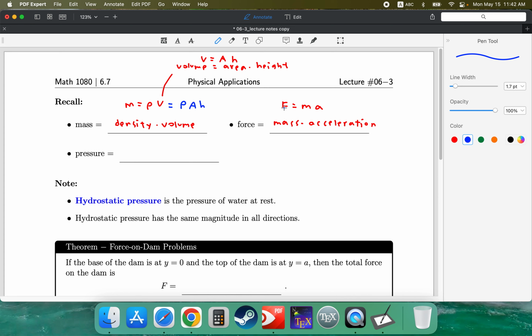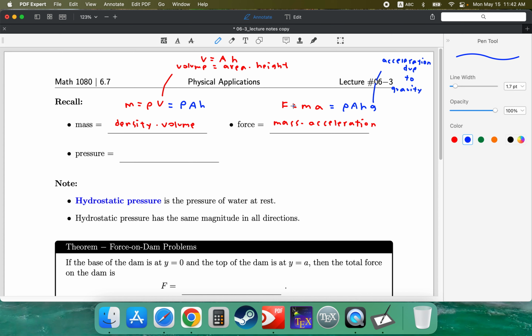And since force is mass times acceleration, and the mass is rho AH, I can rewrite my force as rho AH, which is your mass, times the acceleration. And in this particular example, we want to use g, the acceleration due to gravity. So rho AH times g. So this is the acceleration due to gravity.